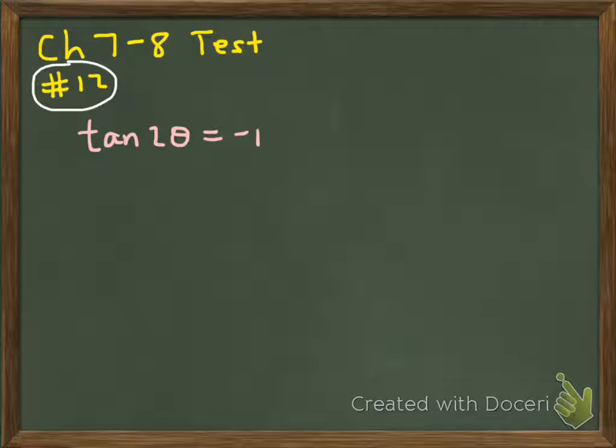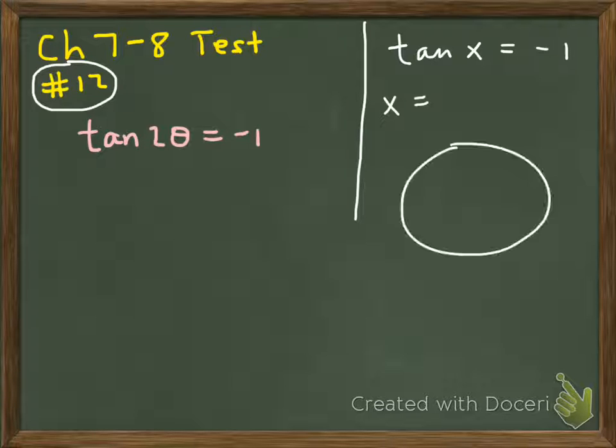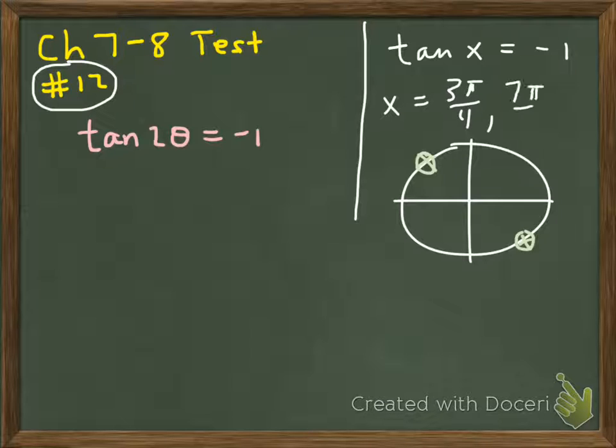Alright, so solving tangent of 2 theta equals -1. If we had over here the tangent of x equals -1, then x would be equal to, if you look at a unit circle, where do we have the tangent being -1? 3 pi over 4 and 7 pi over 4. Right, so we have 3 pi over 4 and we have 7 pi over 4.